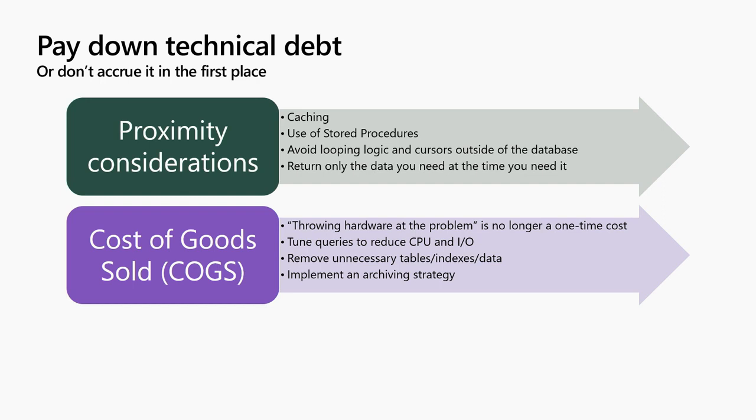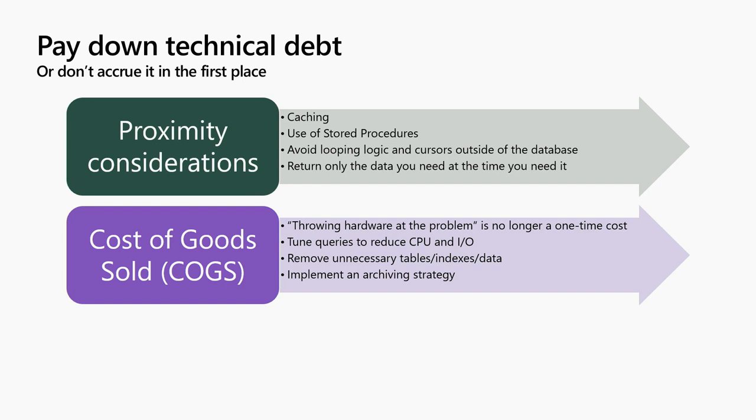Next, COGS. This is one that we throw around at Microsoft all the time. Reduce the COGS, cost of goods sold. Throwing hardware at the problem is a much more expensive option when you're in the cloud, because you're paying for it by month. You're paying for the compute that you use. So this isn't as easy as it used to be. Of course, you want to tune queries, reduce your CPU and your I/O where you can.